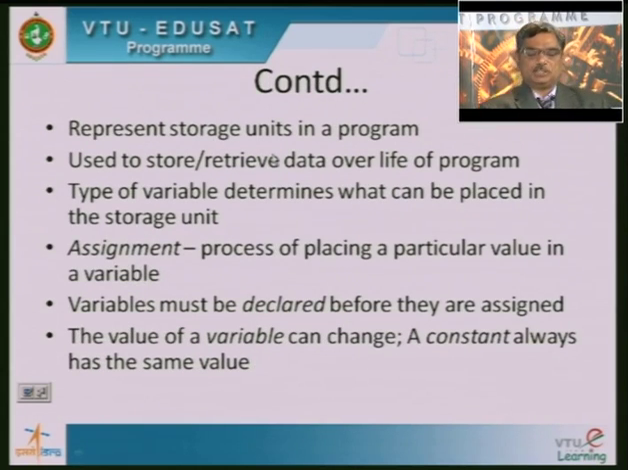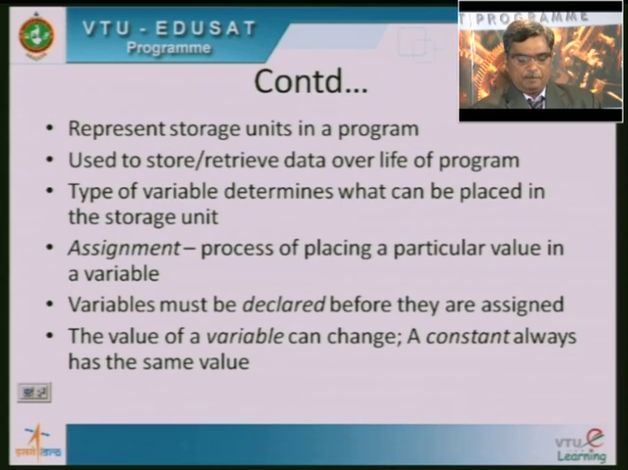So, a variable represents a storage unit in a program. It is used to store or retrieve data over the life of the program. The type of a variable determines what can be placed into it. For example, if a variable is integer type, integer data can be stored. Float means floating type data can be stored; float refers to a decimal number. The assignment is used to assign some value to this variable through the equal to sign.